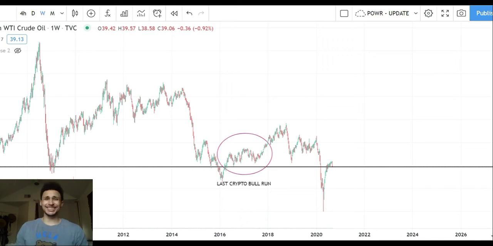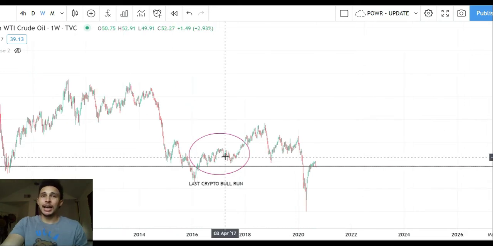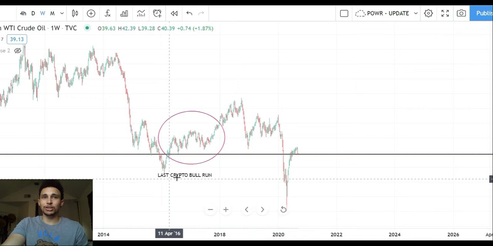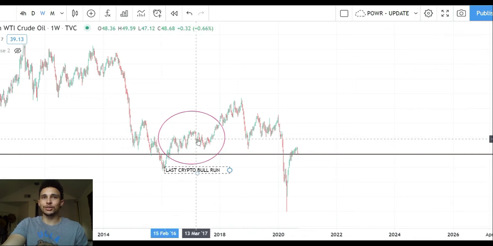Next, we got West Texas Crude, WTI. There's a bunch of crude oil indexes that you can use on TradingView. I use WTI because it's most indicative of what's going on with the shale industry in America right now. If you guys don't know, America's big into fracking oil. I highlighted in this circle here the last crypto bull run. This is 2017 and 2018.